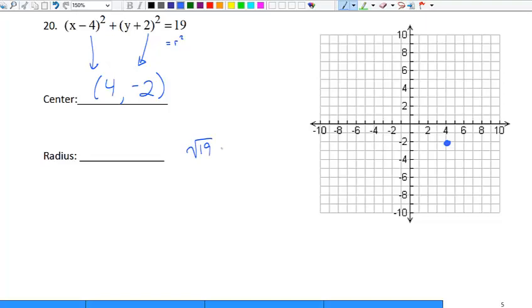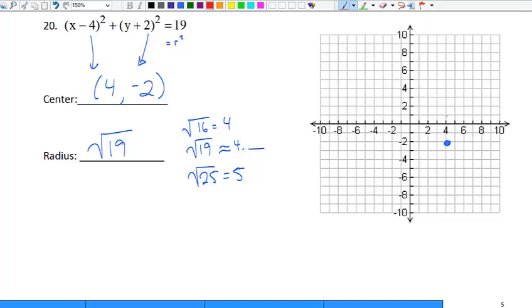Now you might have a calculator with you and you might not. So I'm going to show you how to do it without a calculator. I want you to find a perfect square that you do know around 19. Well, I know that the square root of 16 is 4, and that's below 19. I know the square root of 25 is 5, which is above 19, which means the square root of 19 is 4 point something. So I'm going to just write the radius as the square root of 19, but when I go to graph my circle, I can't graph root 19. It's hard to do, but I can graph 4 and a little bit.